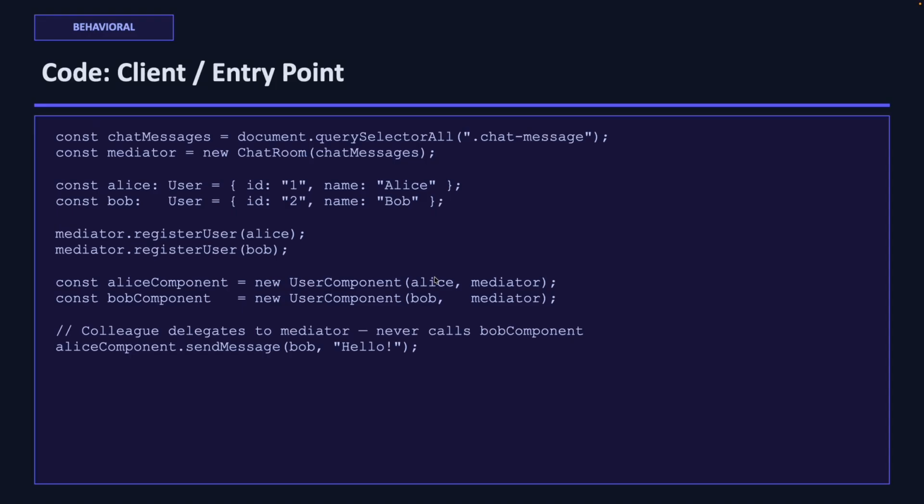When we call the component and the send message, it will actually call the mediator send message as well. Just like we have the example below, the Alice component sends a message, it goes to Bob, and then it will route to Bob without having to call Bob itself. So it goes through the mediator, it never calls that component directly. The wiring is explicit, readable, and it's easy to extend.